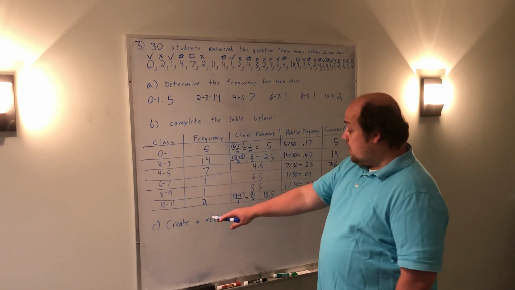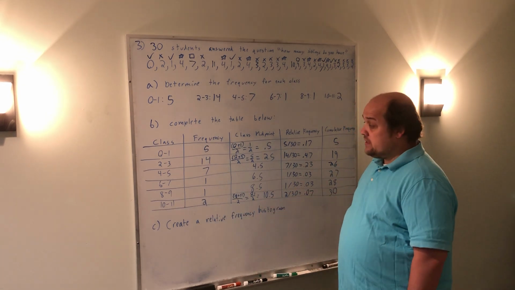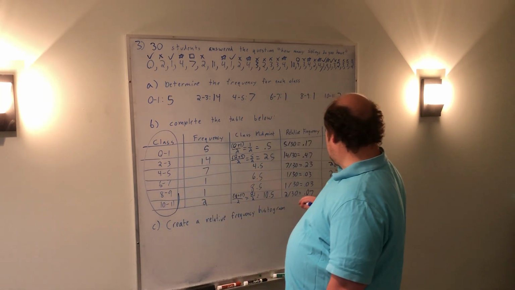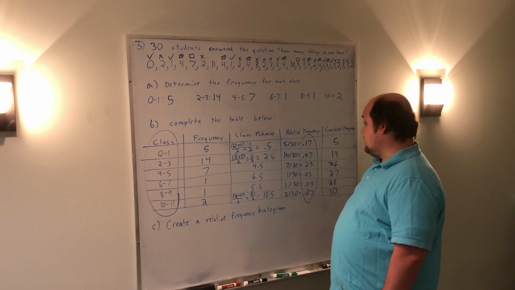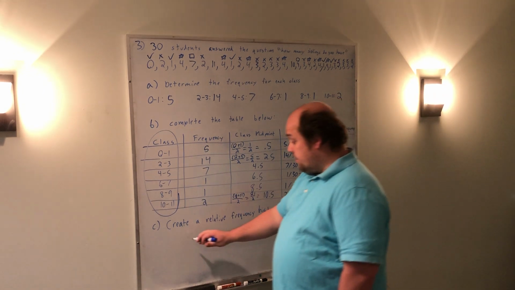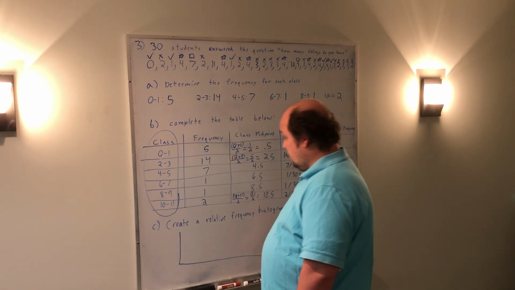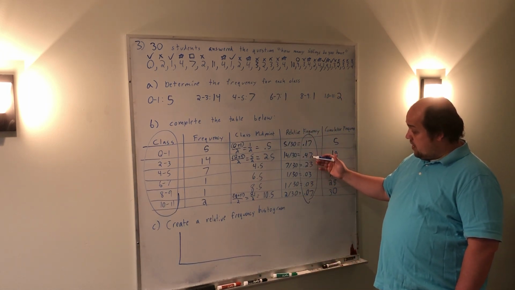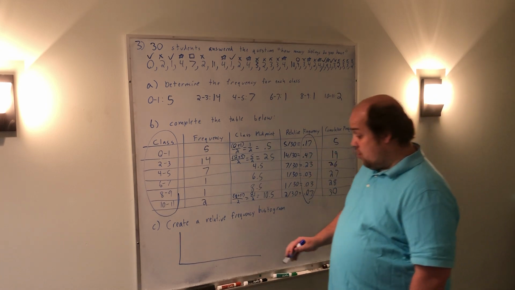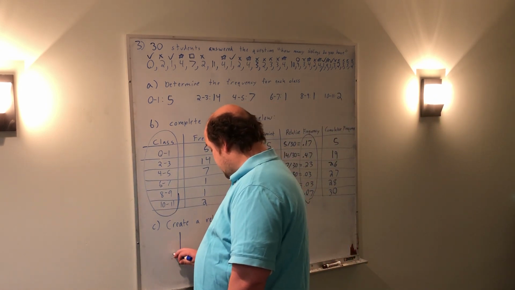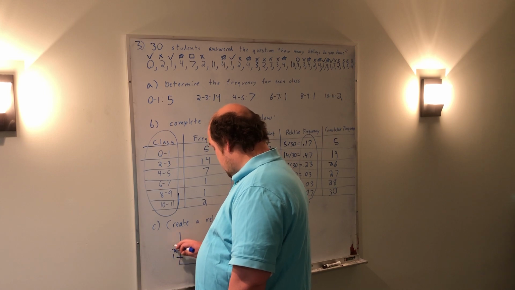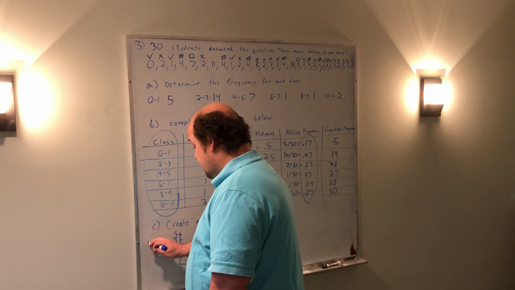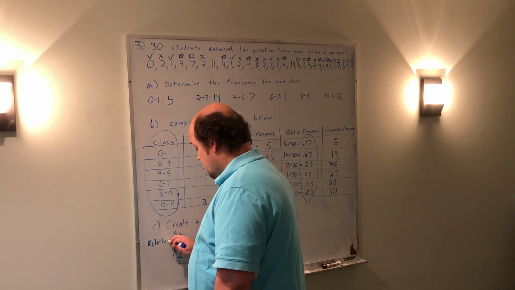If I'm now asked to create a relative frequency histogram, what that's really asking me to do is to look at this column of classes and this column of relative frequencies. So I'm going to start by making my axes. I see that the relative frequencies are all between 0 and 0.47, so I'm going to go by 0.1 up to 0.5: 0.1, 0.2, 0.3, 0.4, 0.5. I want to make sure it's labeled relative frequency.